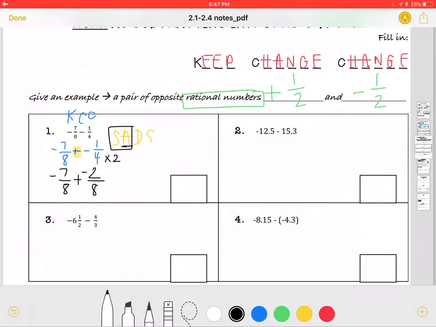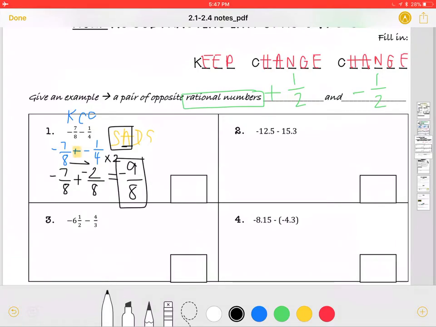Now we know they have the same signs, so we're adding them. We can add them because they have the same denominator. What is 7 plus 2? Remember, you add across your numerators. So 7 plus 2 is 9. Keep your denominator and keep your sign since it's the same.